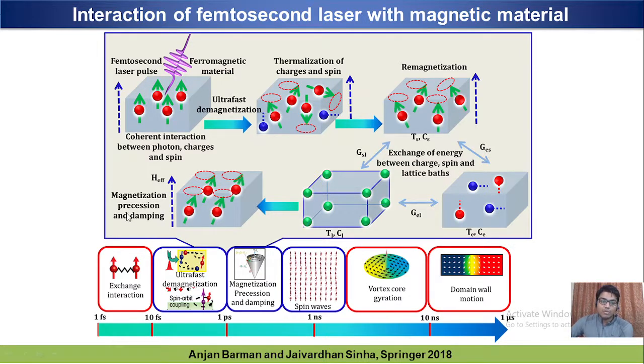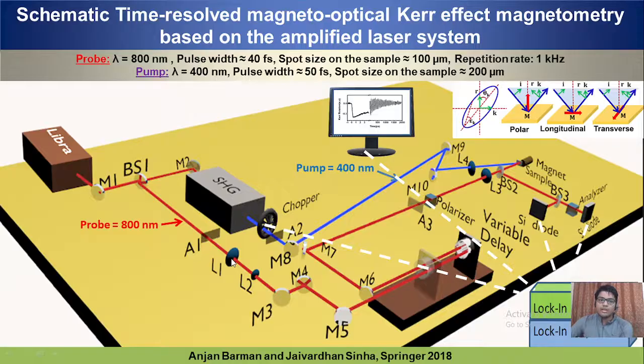We are mainly focused on studying this magnetization precession and damping, which is a nanosecond phenomenon, by using time-resolved magneto-optical Kerr effect magnetometry. This is the schematic of the setup present in our lab, where the parent beam comes out of this Libra amplified laser system of 800 nanometer, and which is split into two parts. One part passes through the second harmonic generator, and the output of this second harmonic generator beam is used to excite the sample. We call it the pump beam.